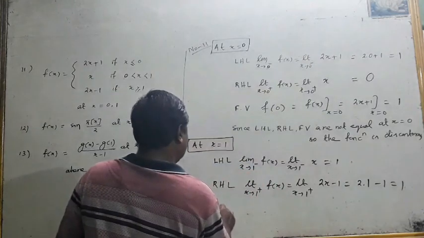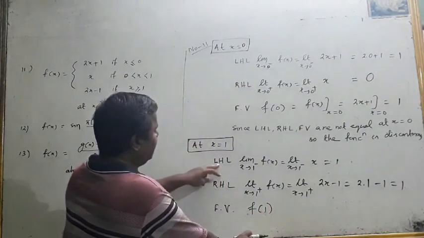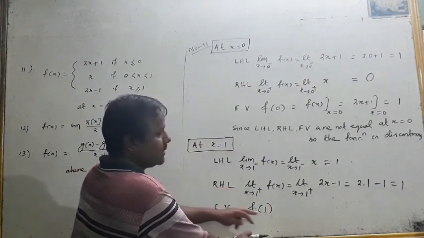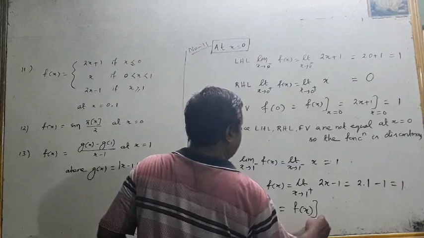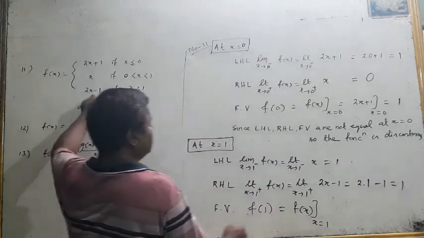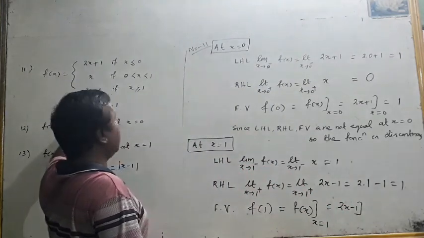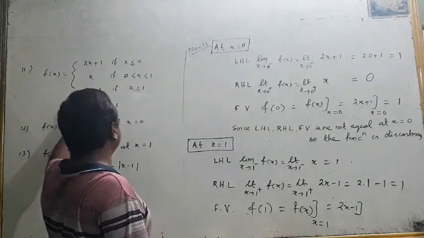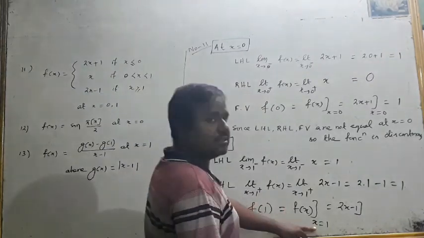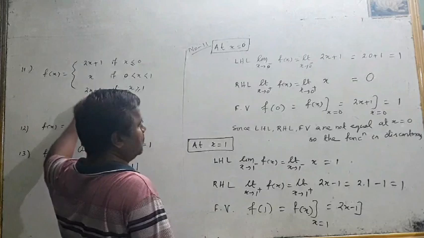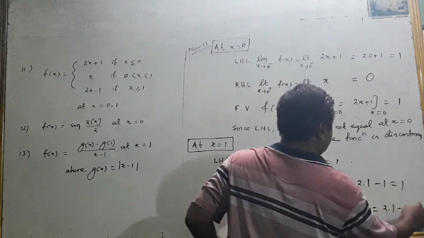What is the functional value? Functional value is f(1), because we have to find the left hand limit and right hand limit at x is equal to 1, so the functional value also at x is equal to 1. Here f(x) is 2x minus 1. Why am I taking f(x) as 2x minus 1? Because it is written that the function is 2x minus 1 when x is greater than 1 or x is equal to 1. Here x is equal to 1, so I am taking f(x) is equal to 2x minus 1. So the result is 2 into 1 minus 1, which is 1.